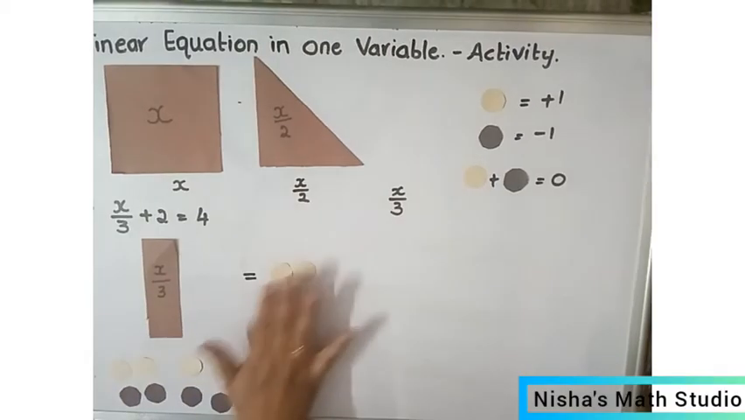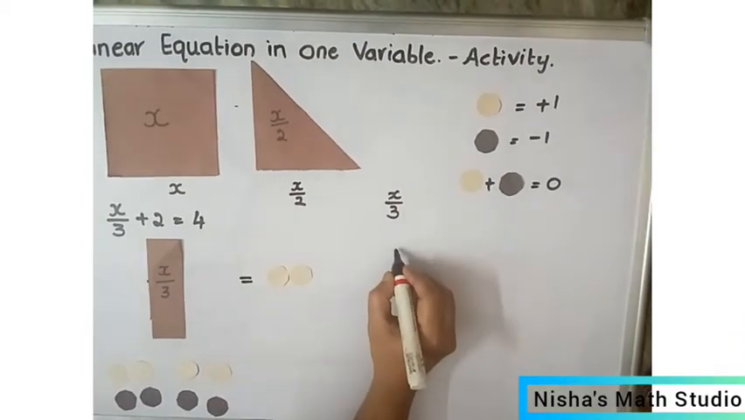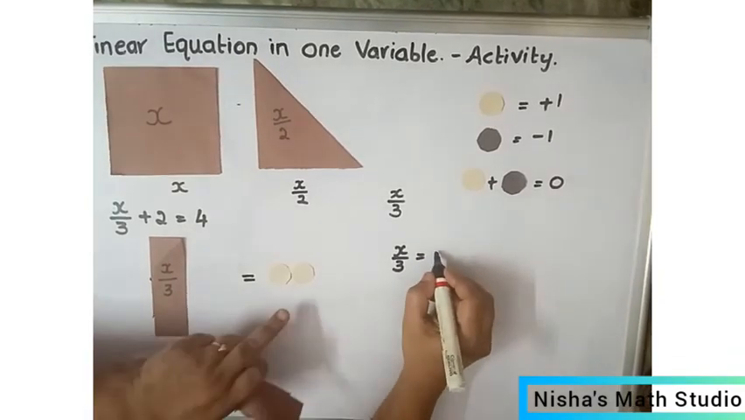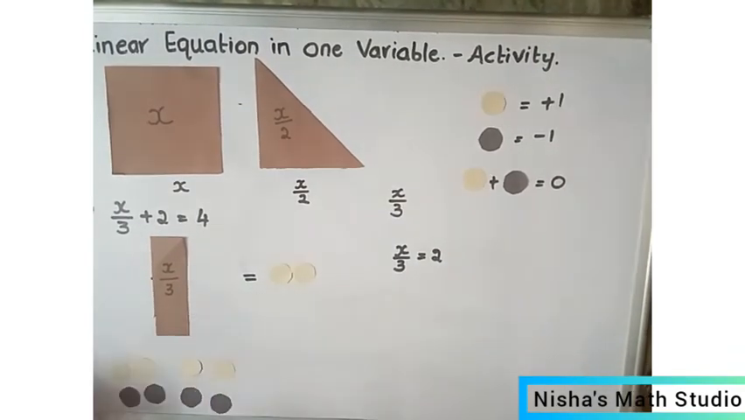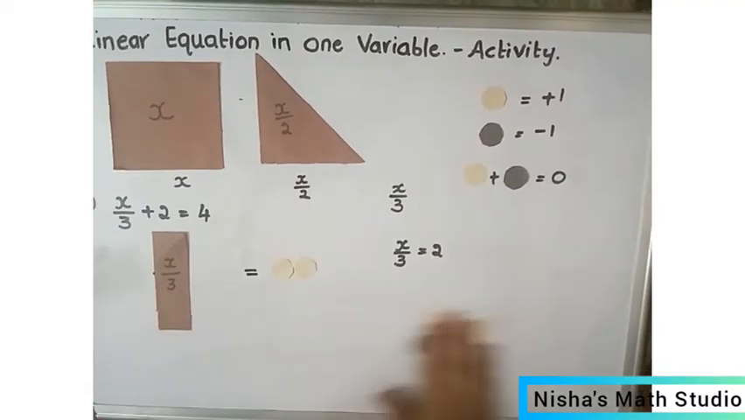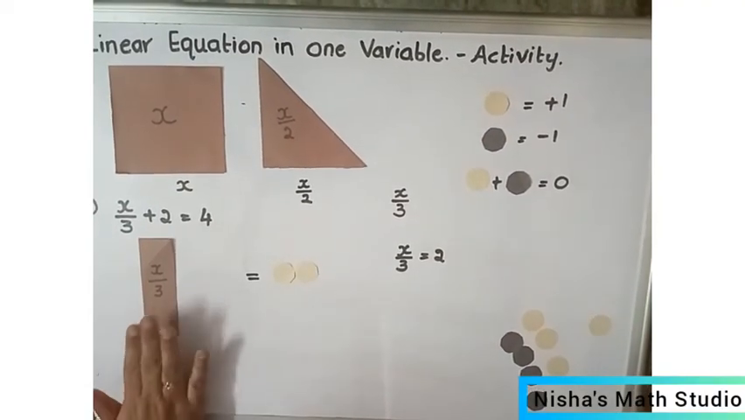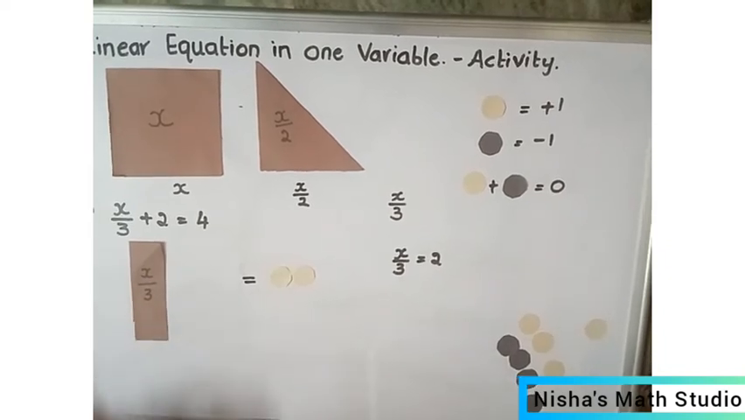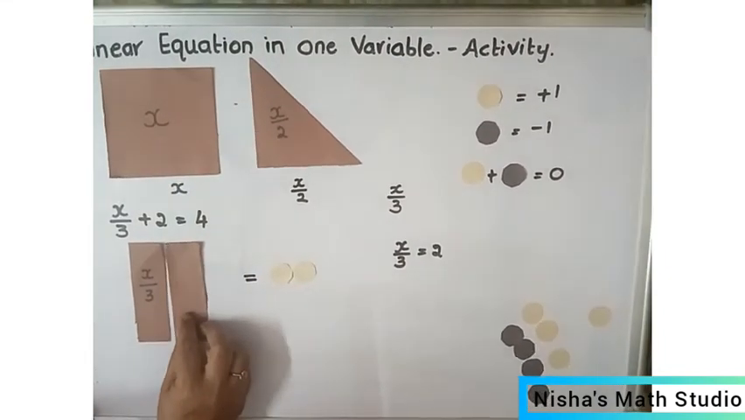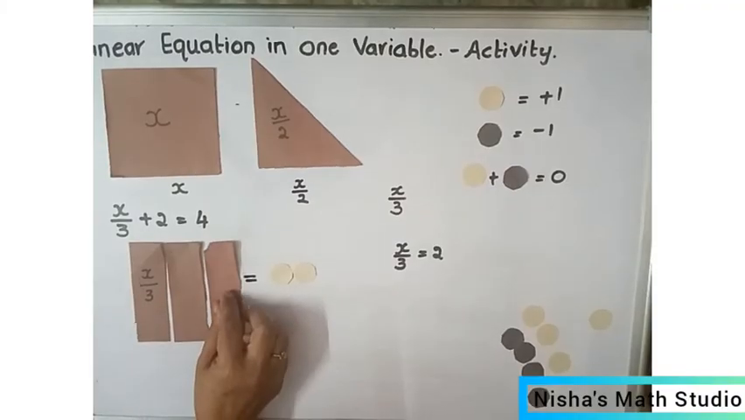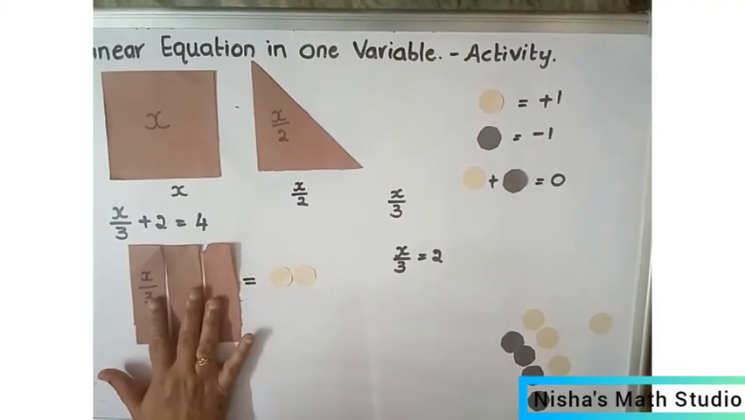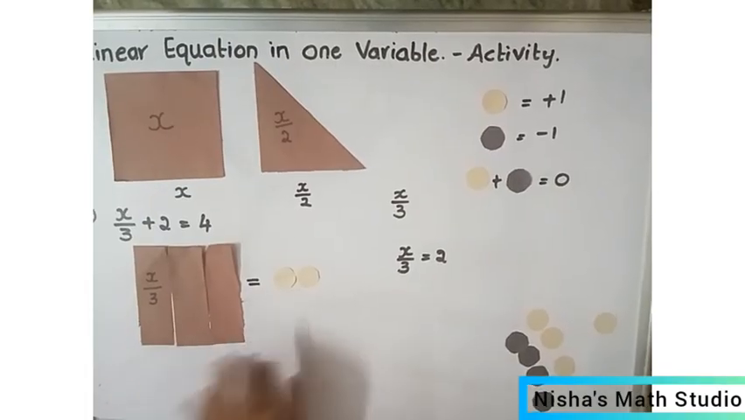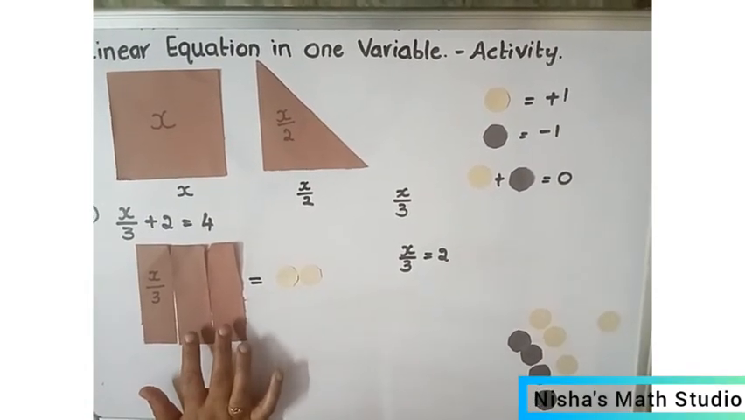So you have x by 3 equal to 2. So x by 3 is equal to 2. Now I want to get x here. This is only one part out of the 3. So if I add 2 more strips here, this becomes x, because 1, 2, 3 together becomes 1 square. So this is now x, which is, I have added 2 x by 3's here.